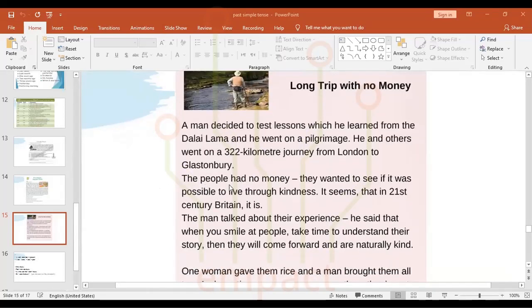The people had no money. They wanted to see if it was possible to live through kindness. Live has a direct meaning: to live in this place. It seems that in 21st century. Century means a hundred years. You always mix up the C and the K. Century means one hundred years. It is the man. Thank you. Thank you so much, Hendren. Well done. I have Ala. Yes, Ala.